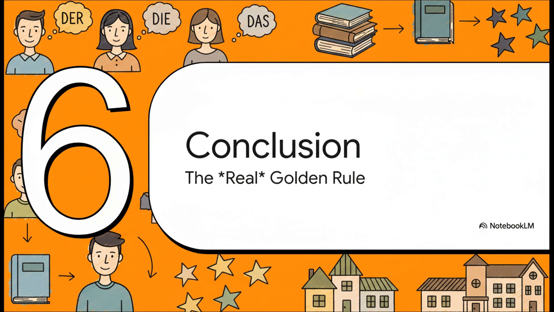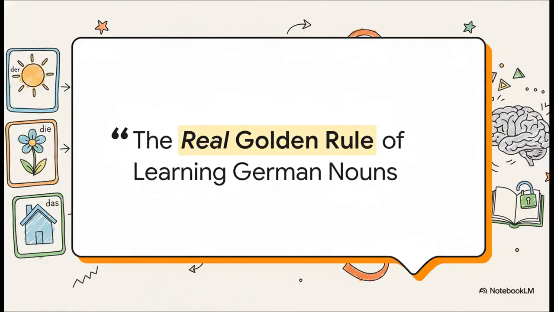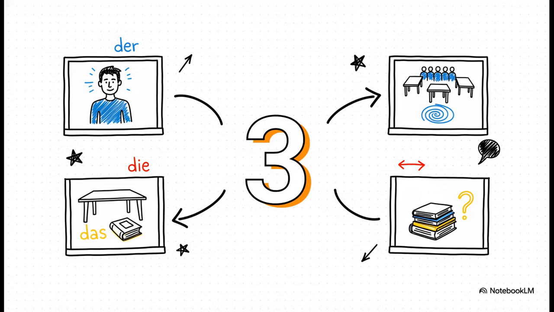So, we've talked about genders, and we've talked about these tricky plurals. And all of that brings us to our big conclusion. This is the most important takeaway from our whole lesson today. If you really want to build a rock-solid foundation in German, one that's going to help you for years to come, you need to follow what I like to call the real golden rule. The magic number I want you to remember is 3. Because you can't really guess the gender, and you definitely can't guess the plural form, you have to learn 3 things together every single time you learn a new noun.